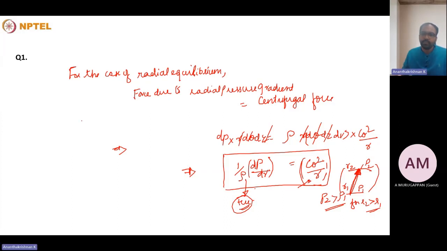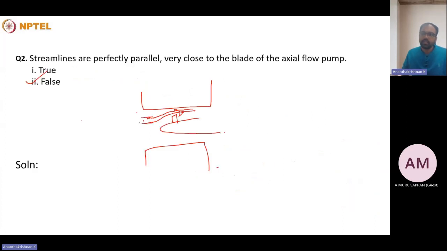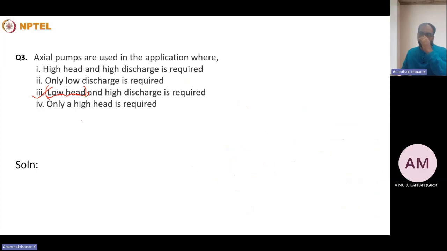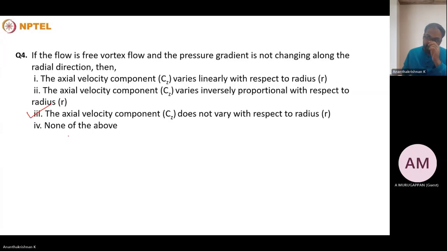In reality, it's a 3-dimensional flow, and we need to take into account all the 3 components of the velocities. So what we try to do is derive this equation for the radial equilibrium from the basic equation for the pressure and the stagnation pressures.